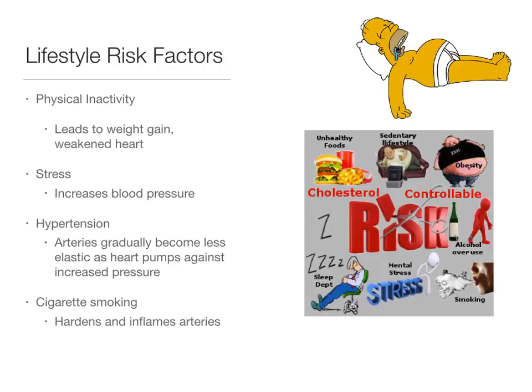Next, we have the lifestyle risk factors. Physical inactivity can lead to weight gain as well as a weakened heart, and therefore it makes us more prone to cardiovascular disease. Stress increases blood pressure, which is also known as hypertension, a condition where arteries gradually become less elastic as the heart has to pump against an increased pressure. Cigarette smoking also hardens and inflames arteries, making it more likely for disease to occur. These risk factors are considered controllable risk factors because we can make lifestyle choices which minimize the risk.